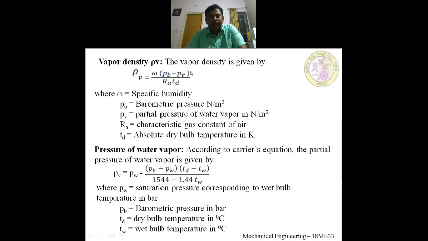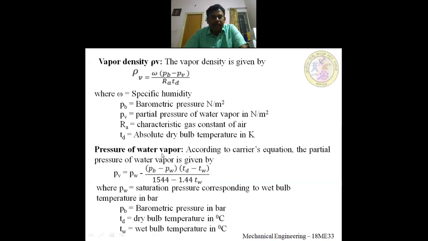So these equations you have to remember. Vapor density rho v is given by the equation omega into PB minus PV by RA TD. Here omega is specific humidity. PB represents barometric pressure in Newton per meter square. I have written the units also; you have to substitute in these units only. PV is the partial pressure of water vapor in Newton per meter square. RA is the characteristic gas constant of air, which you know. TD represents dry bulb temperature in Kelvin. When you substitute in this, you get the vapor density rho v. You have to remember these equations.